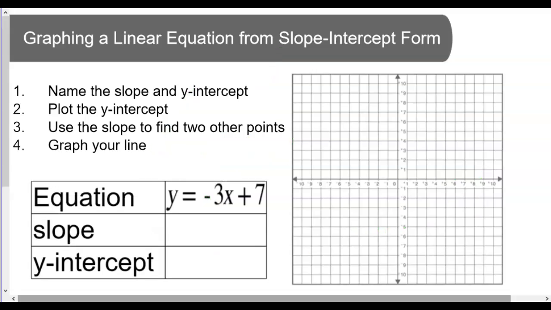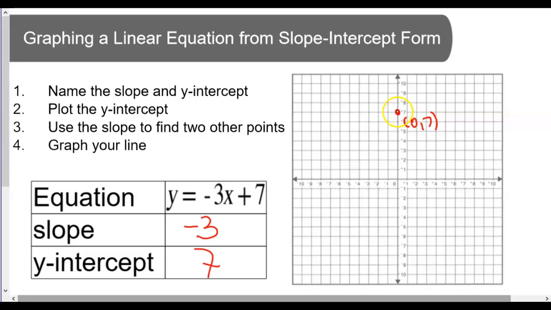All right, let's look at one more. I've got y equals negative 3x plus 7. Again, I want to find that slope and y-intercept first. My slope is negative 3. The y-intercept is 7. I'm going to plot my point at the y-intercept, 0, 7. And then I am going to use that slope to find at least 2 more points.